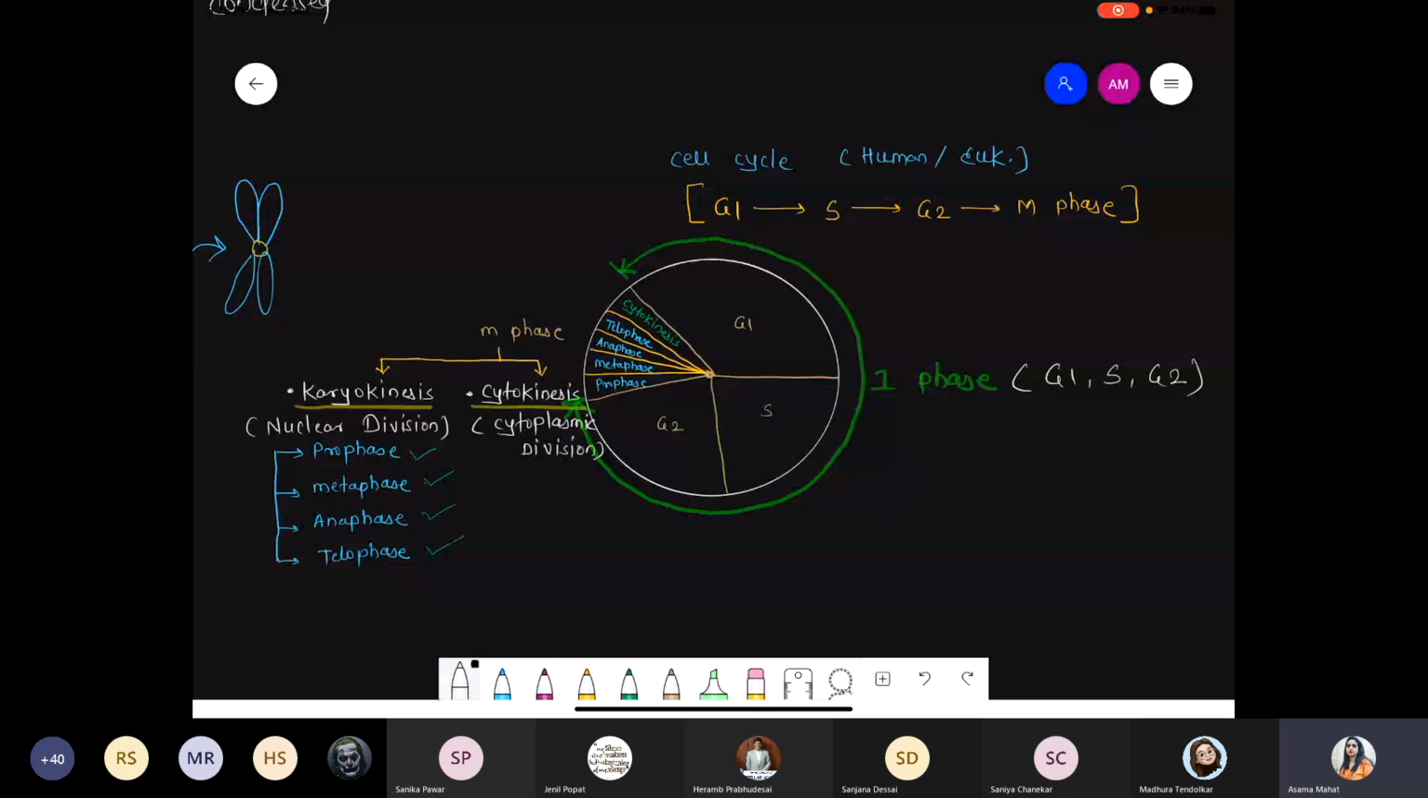Any doubt from the class? In the next class we start with G1, in detail, what kind of changes will occur. G1, S, G2 sequentially. So any doubt?